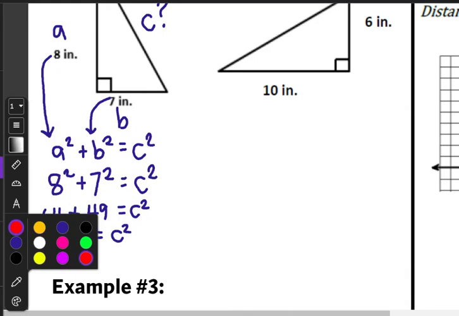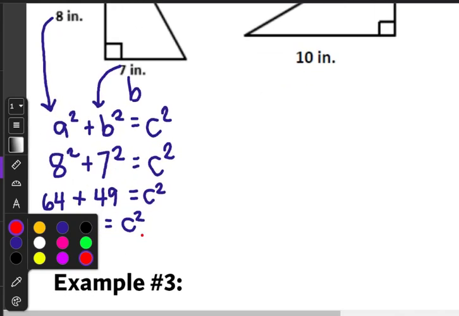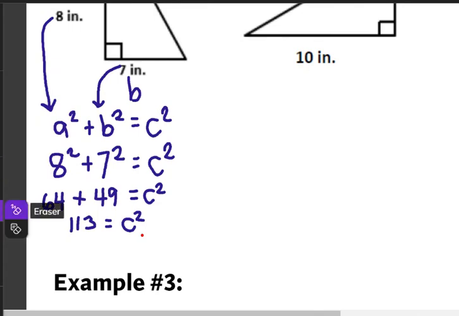I'm just going to switch my color here so you can see that this is another step here. So what I am doing is taking the square root of 113. Whatever I do on one side, I have to do to the other. So I take the square root.